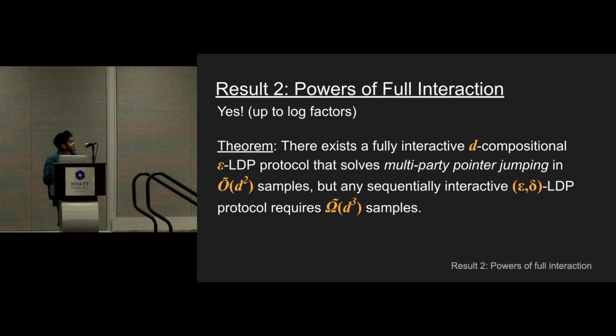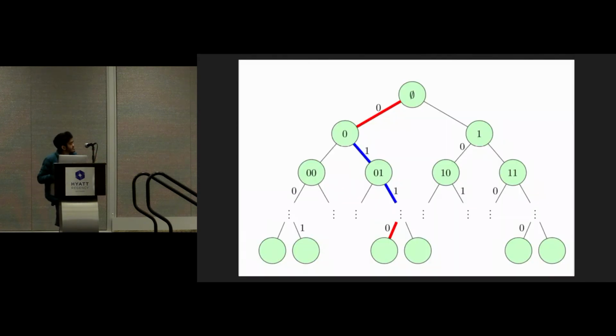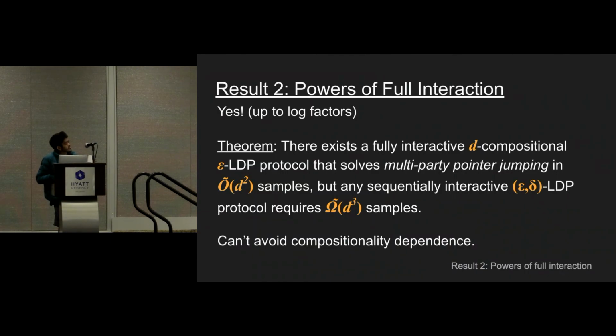So you can think about this and say, okay, if I had a conversion with a better dependence on the compositionality, it would give a sequentially interactive protocol with fewer than d-cubed samples. So the fact that that's not possible means our dependence on the compositionality is necessary, up to log factors. So what these two results mean is that you can convert from full to sequential. There's this dependence on compositionality, but you can't avoid that dependence on compositionality.